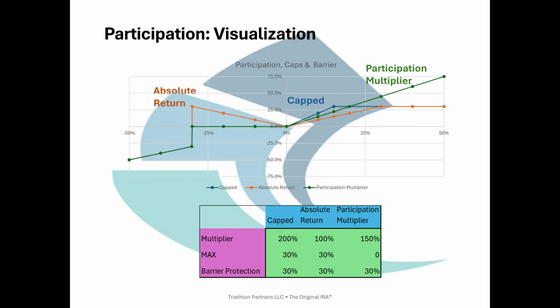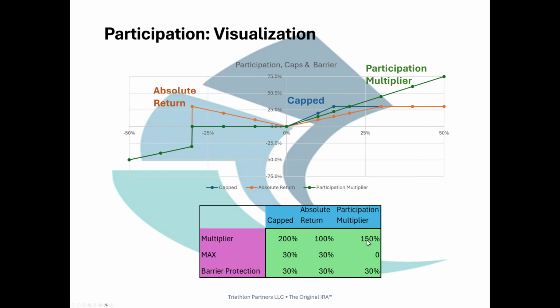I'd like to start off with the participation multiplier. All these notes have that 30% barrier protection, right? So the green line has a participation multiplier where you could see the note actually outperforms everything else because the multiplier is 150%, right?